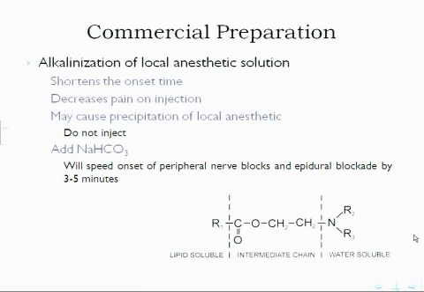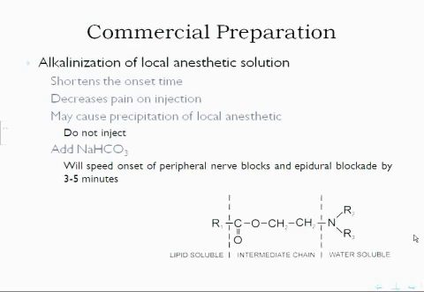If you look at peripheral nerve blocks and epidural blockade, it can shorten the onset time by as much as 3 to 5 minutes, which really makes a difference. If you're taking care of somebody in OB and you want bupivacaine to work faster, just add a little bit of bicarb. It makes a huge difference. It can set up much more rapidly that way on the patient.